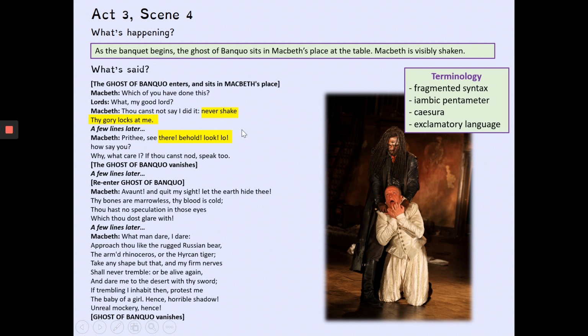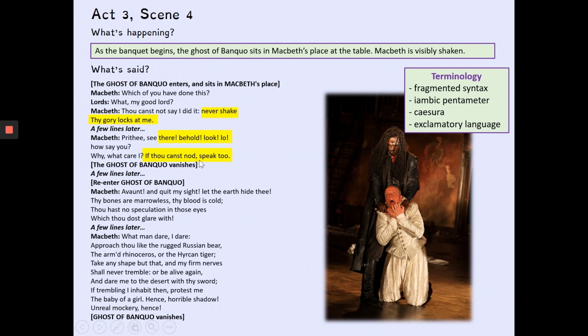If you use a poetic term, we've got lots of caesura in there. Okay, it's kind of broken up. And then this exclamatory language. He's panicked, as shown by these repeated exclamation marks. He tries to dismiss it. He says, "Why? What care I?" Tries to kind of brush it off, but then tries to reassert control.